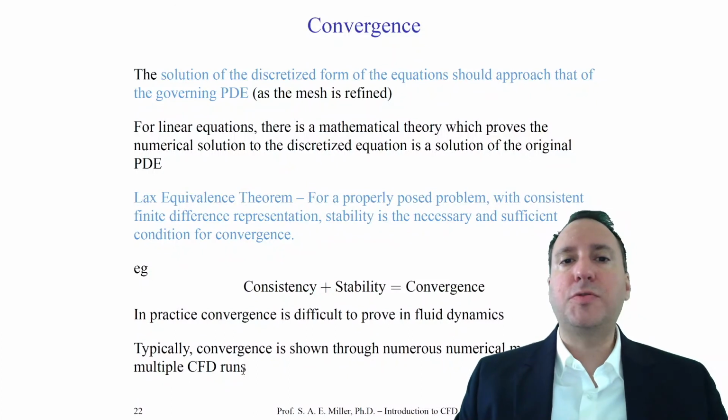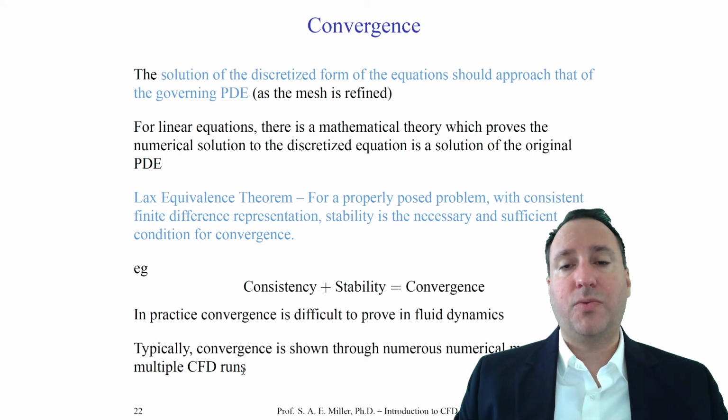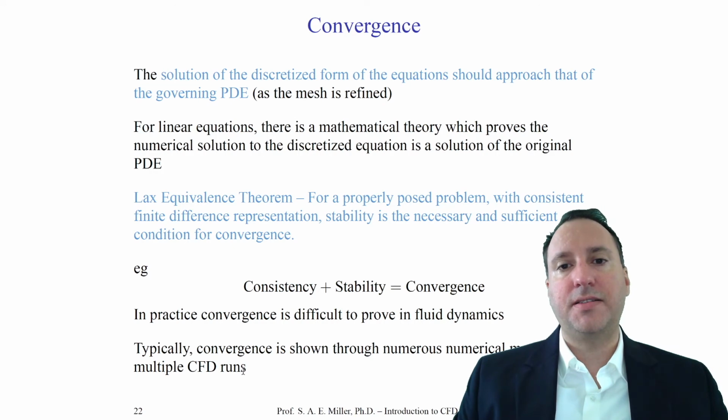Now that we've talked about consistency and stability, remember the summation of the two implies convergence. Let's return to this topic, which we introduced in one of the first classes. Convergence is where a solution of the discretized forms of the equations will or should approach that of the governing PDE as the mesh is refined. This is convergence. Now, for linear equations, that is, not the Navier-Stokes, which are nonlinear, there will be a mathematical theory which proves the numerical solution of the discretized equations as a solution of the original PDE.